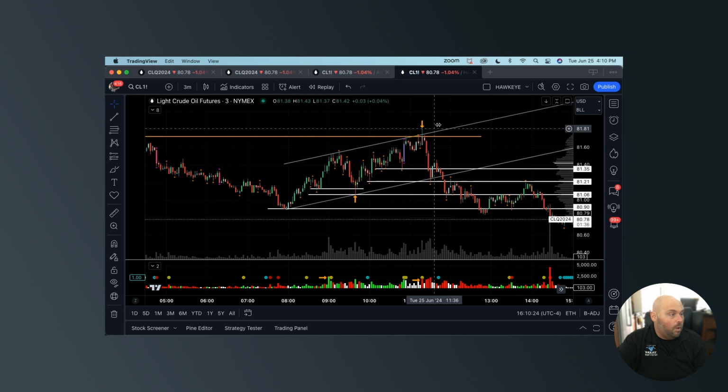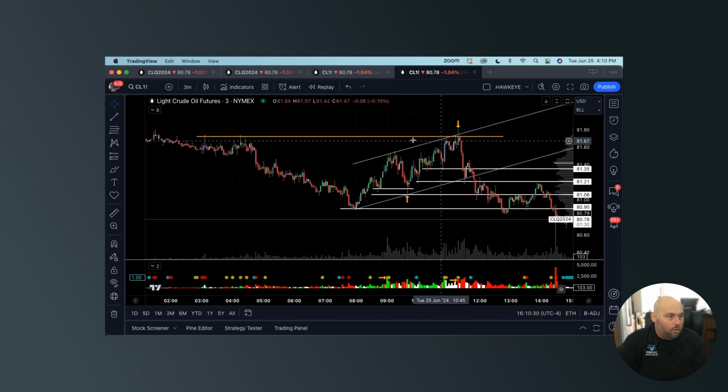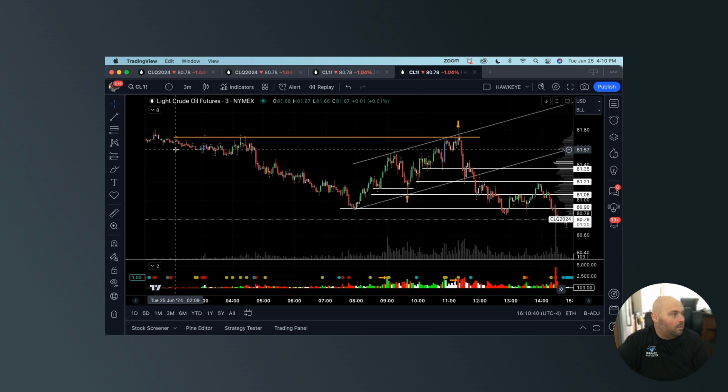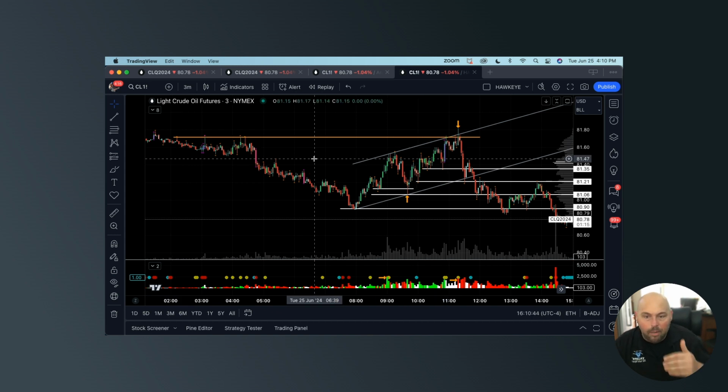So, if you wanted to play this in both directions, by all means, you probably could have. But I thought there was really, really strong reason to believe that at this level, we were going to encounter some resistance. You can even move it over there, incorporate that red top right there as well. So that's how I played it, right? I just want to play where the odds are in my favor, because that's what an edge is. That's what a trading plan is.